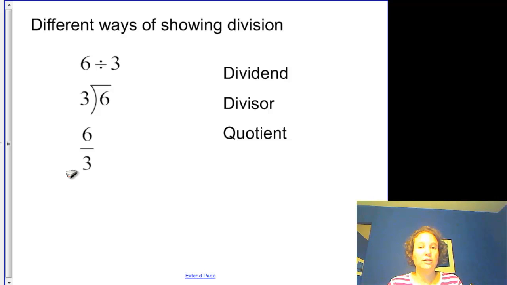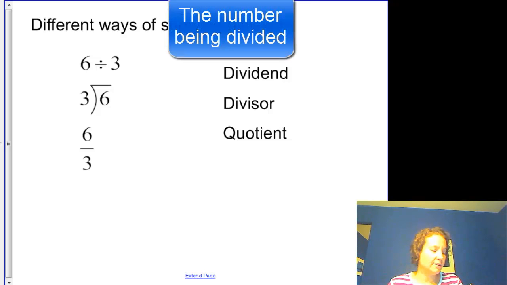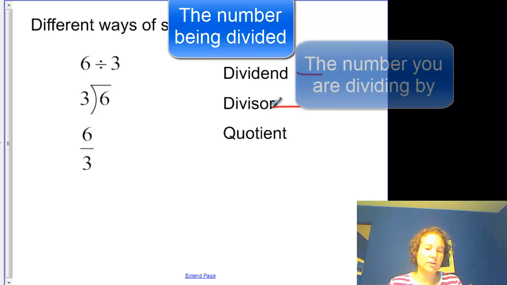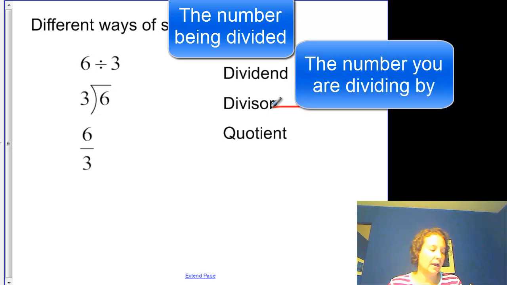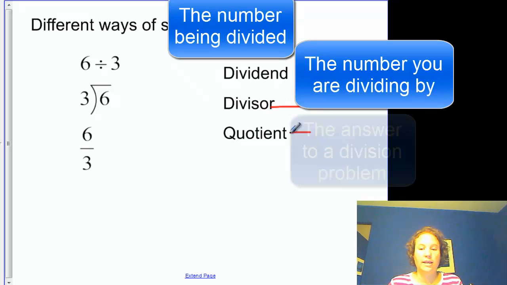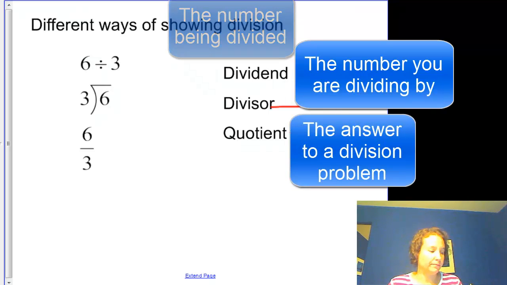So a fraction and a division problem really aren't any different. So we just need to get used to seeing that in both ways. Let's see. So we have some vocabulary here. Dividend is the number that's being divided. Divisor is a number that you are dividing by. And quotient is the answer to a division problem.